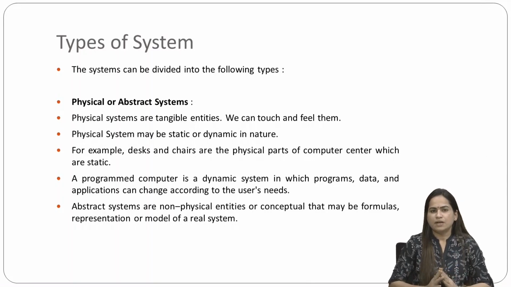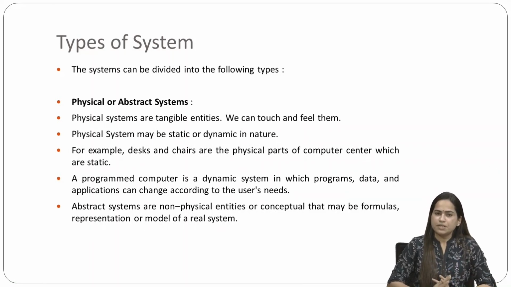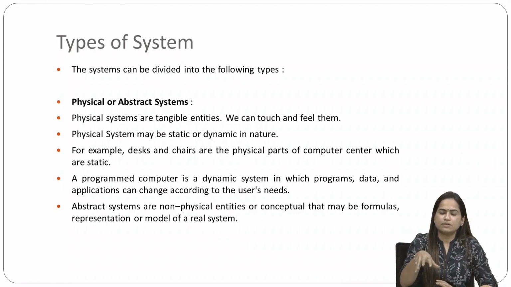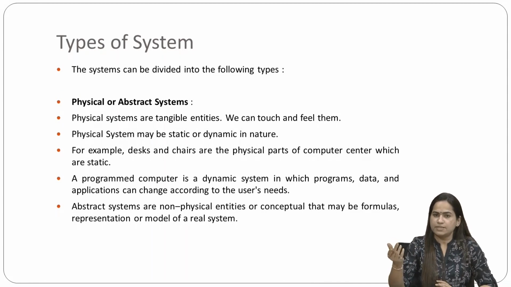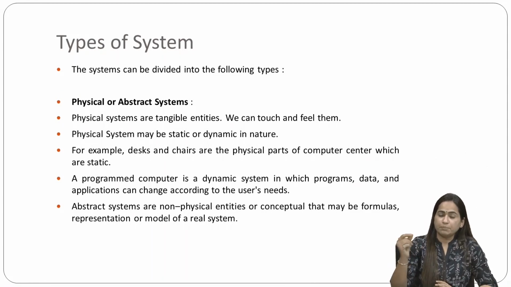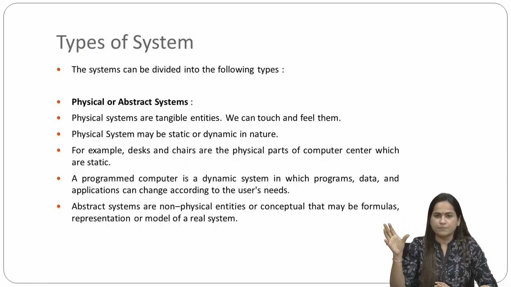Abstract systems are non-physical or conceptual entities that may be formulas, representations or models of a real system. Conceptually, physically it does not have any existence. In concepts only, on paper we can say. It may be a formula, it may be a representation or model of a real system. So such types can be there in physical or abstract systems.